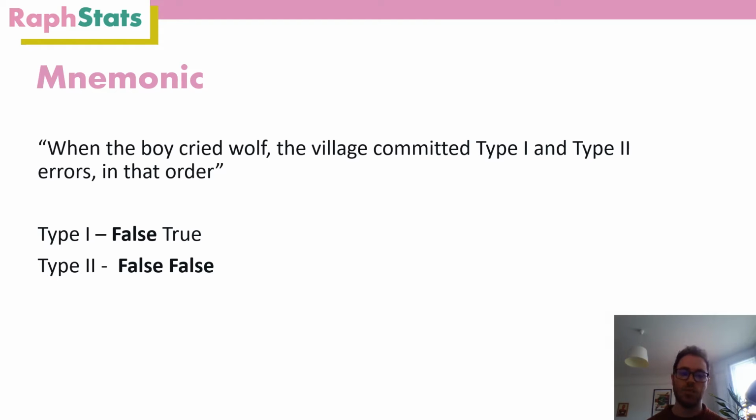Or the other one is, when the boy cried wolf, the village committed type 1 and type 2 errors, in that order. So when he cried wolf initially, he said there was a wolf even when there wasn't. That's a type 1 error. And then obviously when he gets eaten, they don't come when they should have, and that's a type 2 error, a false negative. So these are handy ways of trying to keep it clear in your mind which is which.